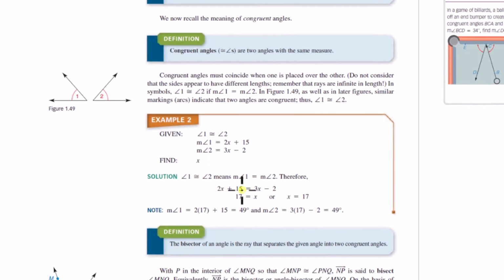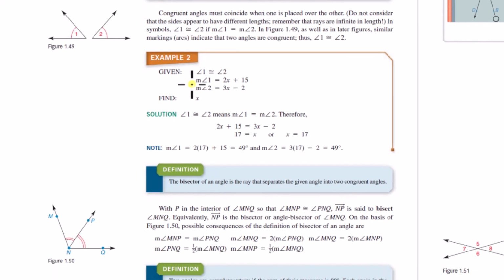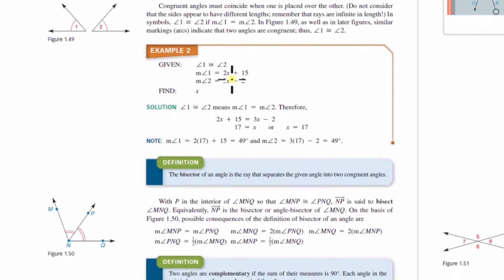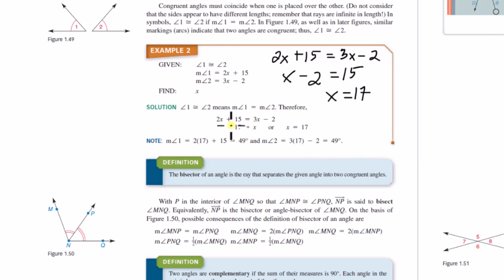All right. Given angle 1 is congruent to angle 2, the measure of angle 1 is equal to 2x plus 15, and the measure of angle 2 is equal to 3x minus 2. Find x. We'll just set these equal. Subtract 2x from both sides, so you get x minus 2 is equal to 15. Add 2 to both sides. There we go. Then you could plug x back in and get the measures of angle 1 and angle 2.